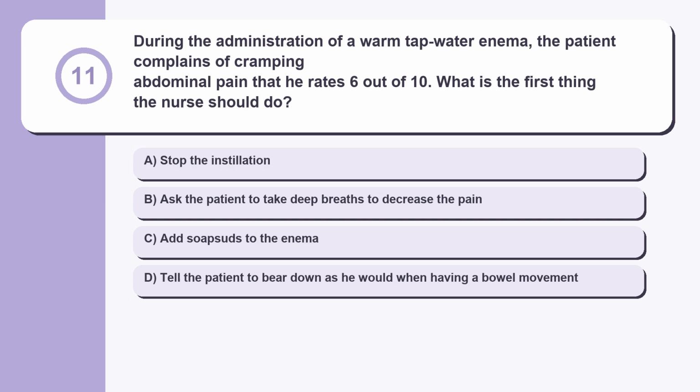Question 11. During the administration of a warm tap water enema, the patient complains of cramping, abdominal pain that he rates 6 out of 10. What is the first thing the nurse should do? Stop the instillation. Ask the patient to take deep breaths to decrease the pain. Add soap suds to the enema. Tell the patient to bear down as he would when having a bowel movement.